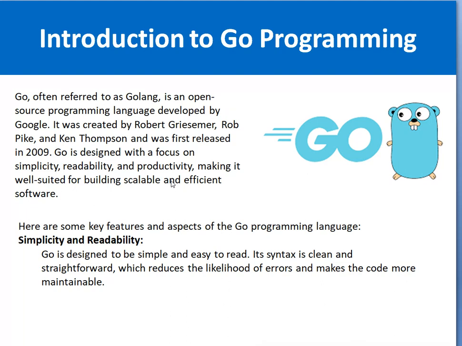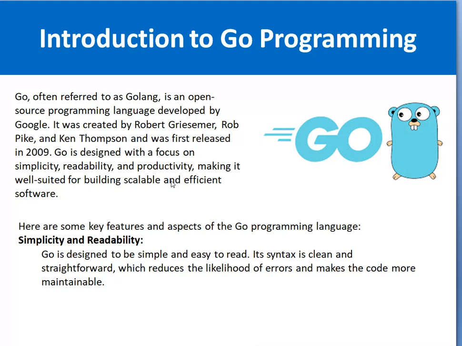Go is basically a short form, and the full form is Golang. It's an open source programming language developed by Google. Open source means that it doesn't require any subscription cost, and you can easily use this programming language free of cost. It was created by Robert Griesemer, Rob Pike and Ken Thompson. It was released in 2009, and you can notice that it's not a very old language.